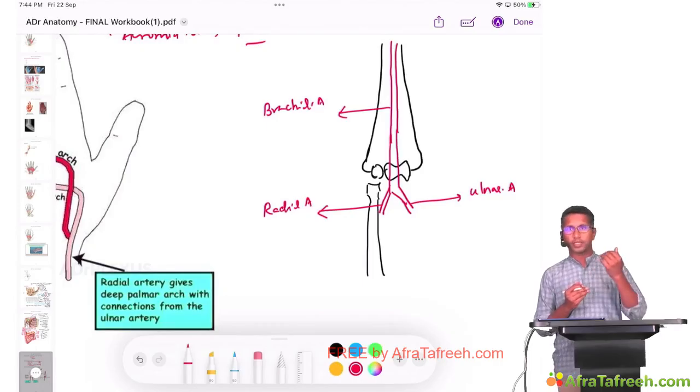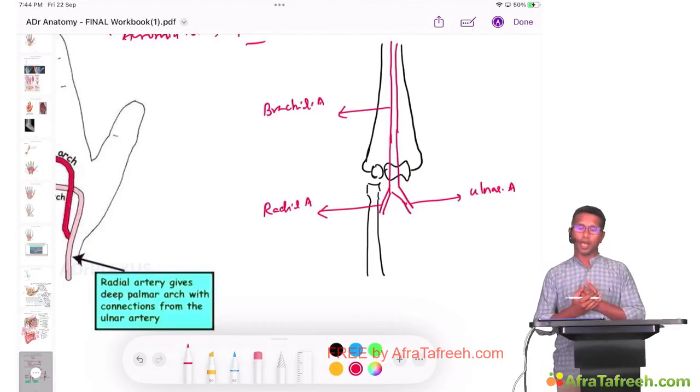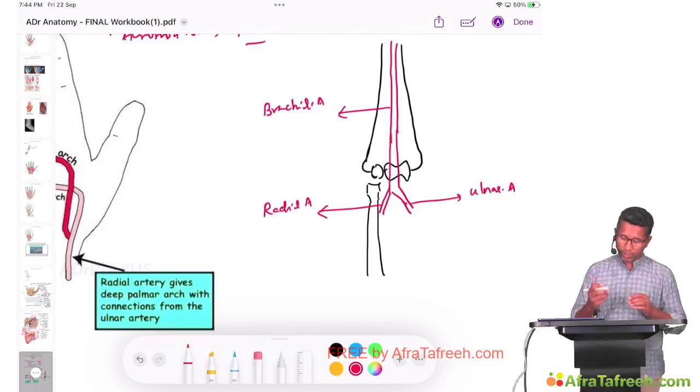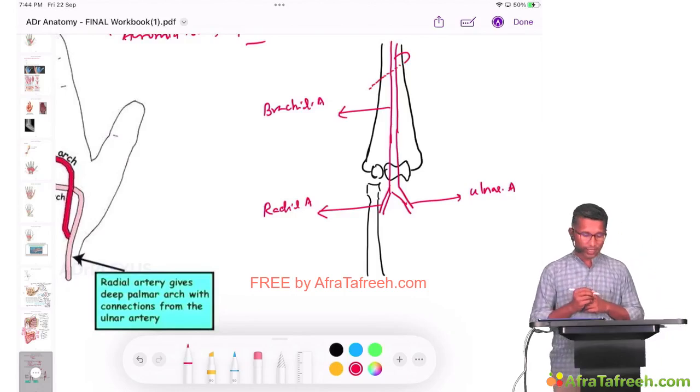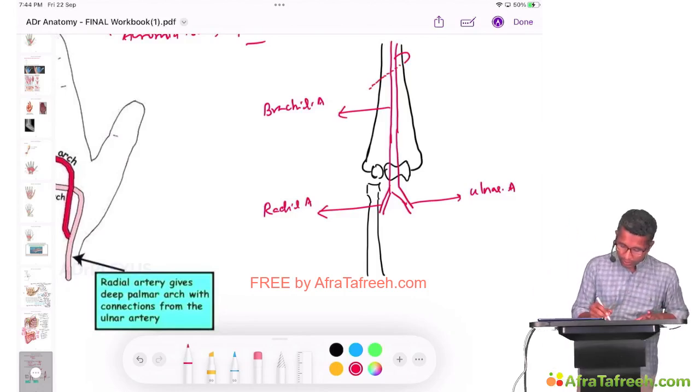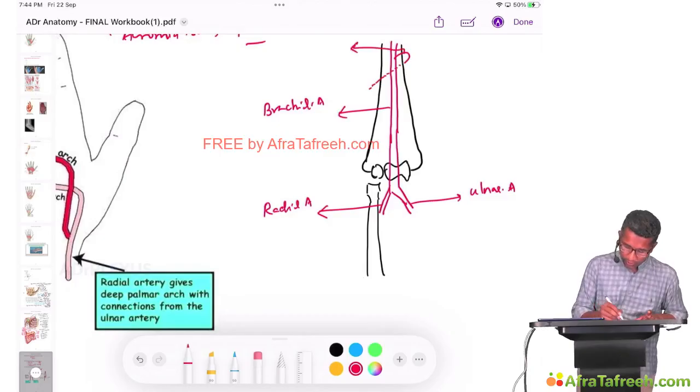Now the brachial artery, when it runs in the arm region, gives a deeper branch which runs through the spiral groove, accompanying a nerve here. And what is this deep branch called? This deep branch is called the profunda brachii artery.